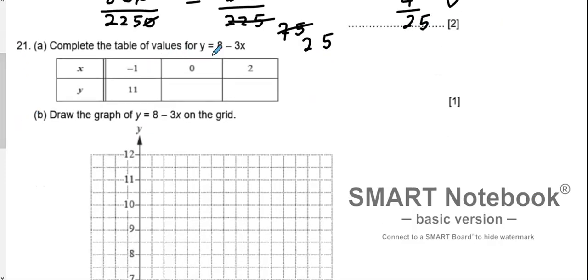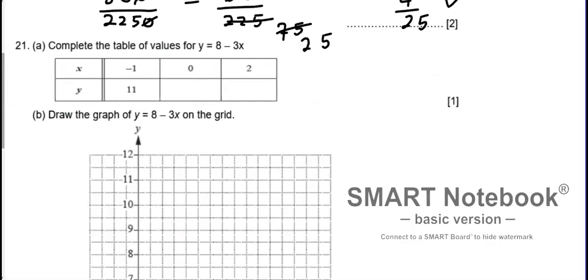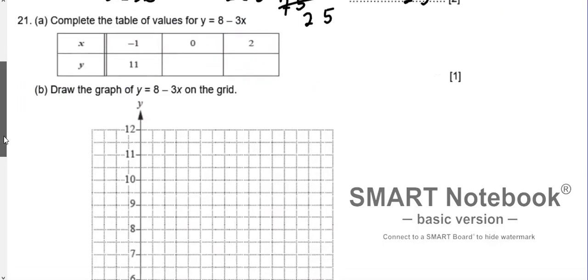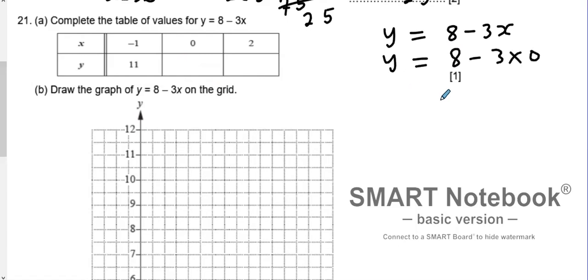Complete the table of values for y equals 8 minus 3x. So we have that equation, y equals 8 minus 3x. What is y when x is 0? So 8 minus 3 times 0. Any number times 0 is 0, so that will be 8. Y is 8.